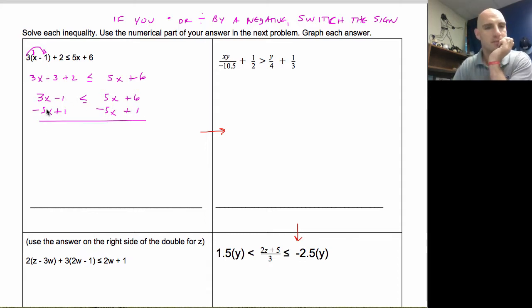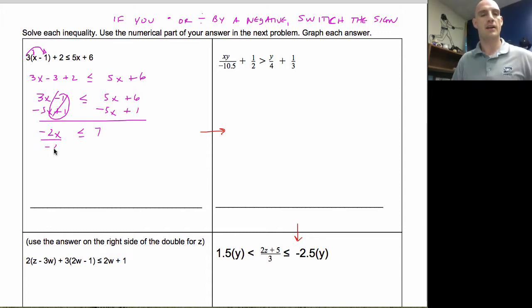So I subtracted 5x from both sides, and then I'm going to add 1 to both sides because I want to get my x on the left and my number on the right. So this is going to be minus 2x, and then these cancel. So minus 2x is less than or equal to 7. I divide by negative 2. There's that property we were talking about. So I'm going to flip this. x is greater than or equal to negative 3.5.